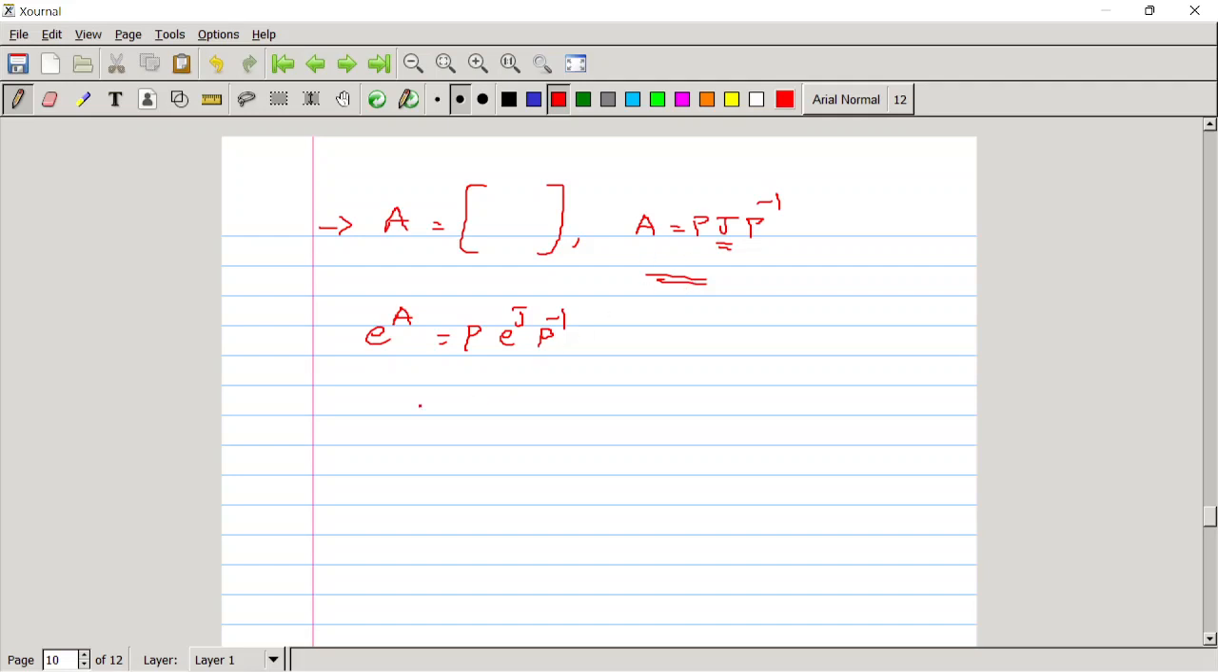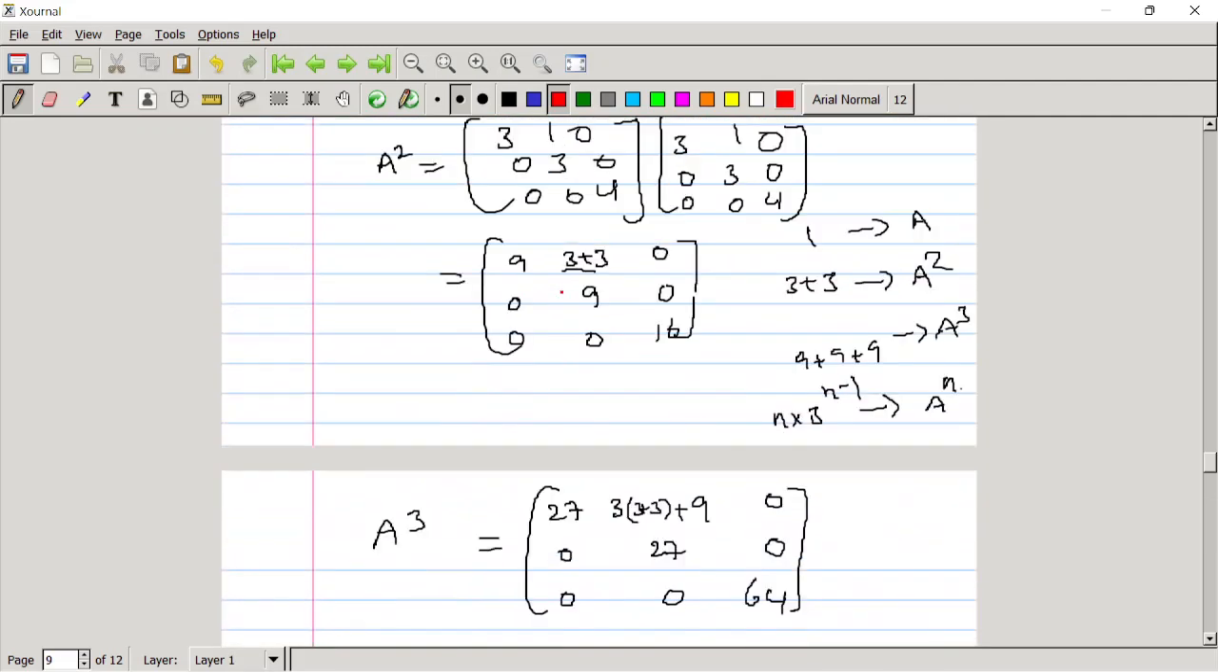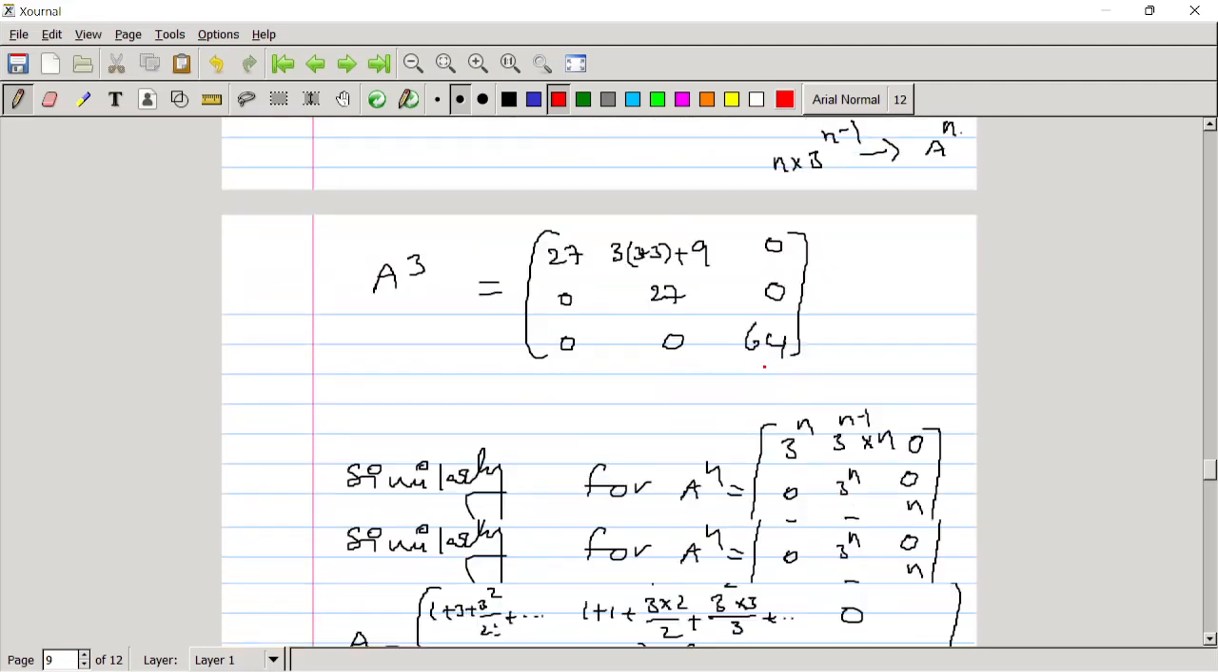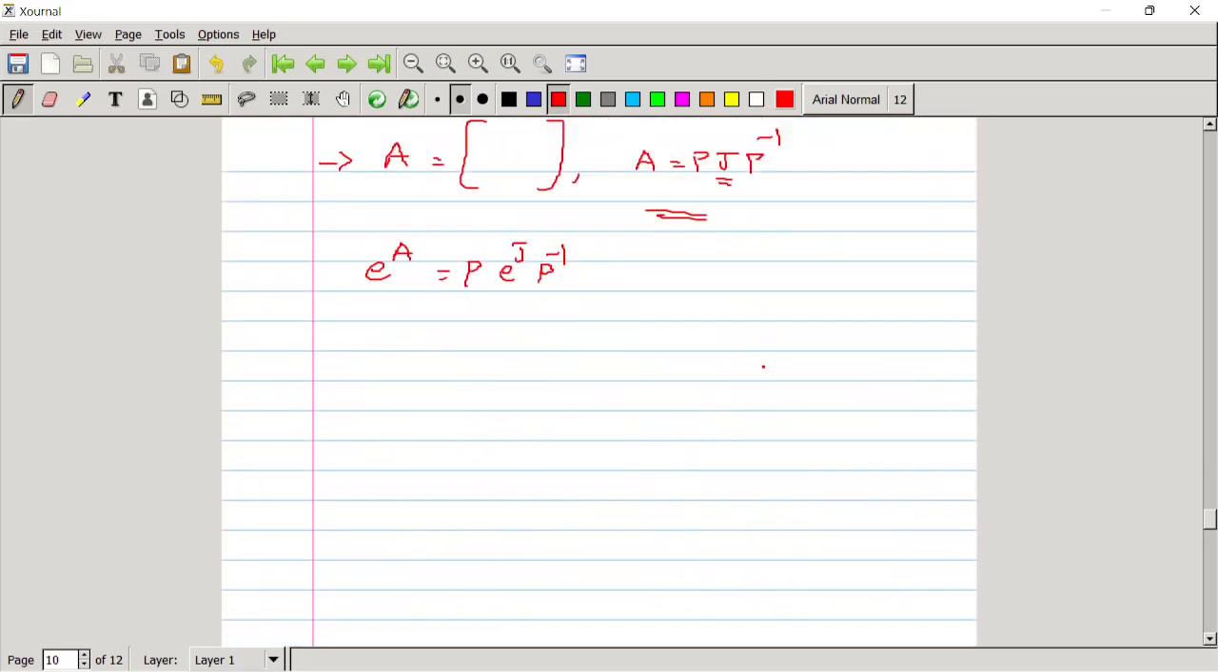Is it clear? Yes, sir. Thank you, sir. When A is given as some difficult matrix, when it is difficult to calculate A square, A cube and so on, then we use this method. In that case it is easy to calculate J square, J cube, because that will be in JCF form. If A is diagonalizable, then we can write it as P D P inverse, and from that it is easy to calculate.